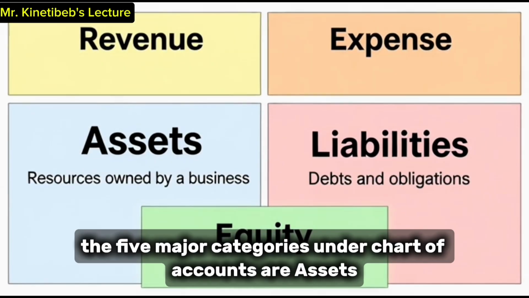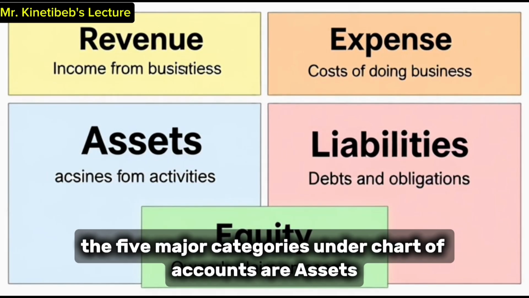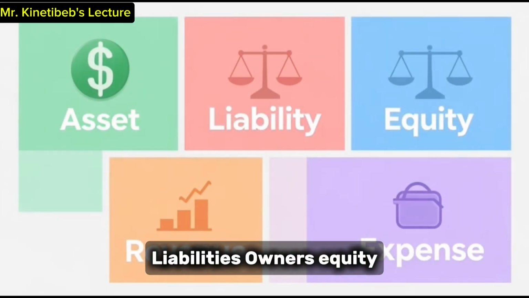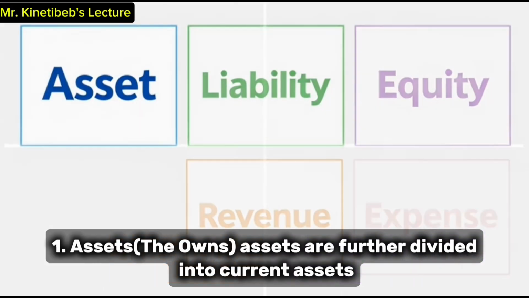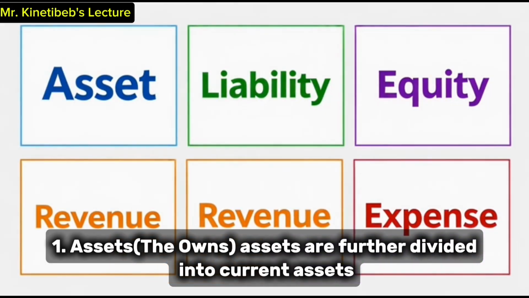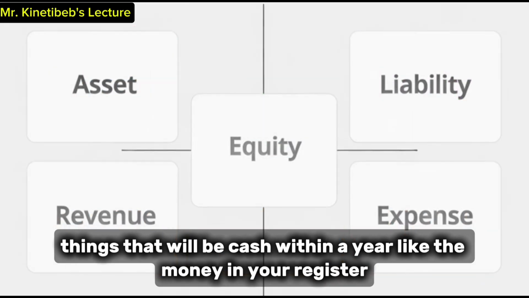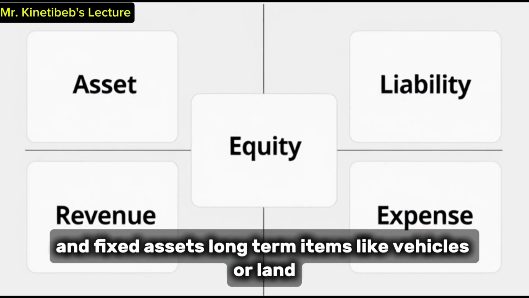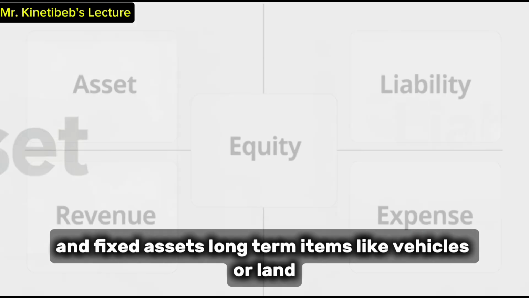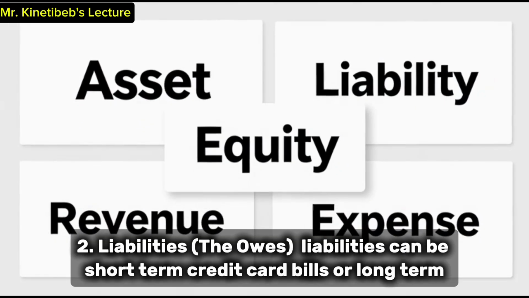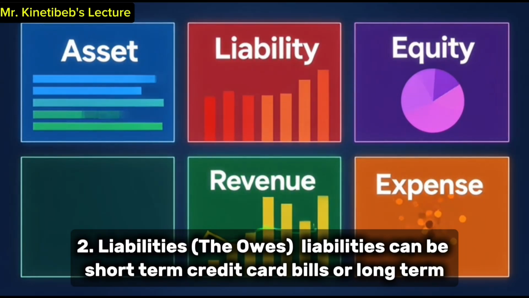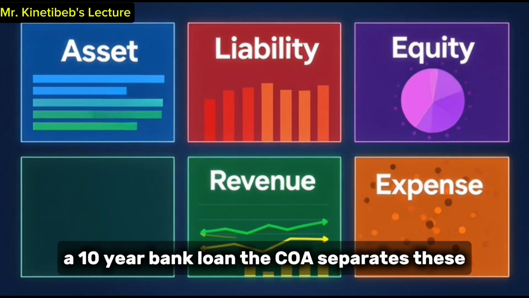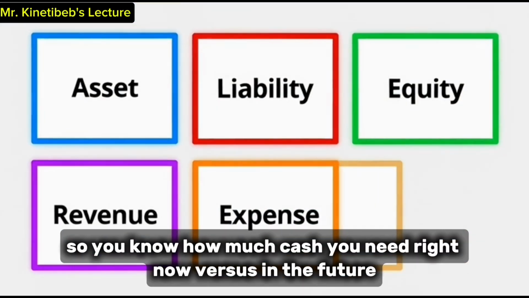5800. The 5 major categories under the chart of accounts are assets, liabilities, owner's equity, revenue, and expenses. 1. Assets, the owns. Assets are further divided into current assets, things that will be cash within a year, like the money in your register, and fixed assets, long-term items like vehicles or land. 2. Liabilities, the owes. Liabilities can be short-term, credit card bills, or long-term, a 10-year bank loan. The COA separates these so you know how much cash you need right now versus in the future.